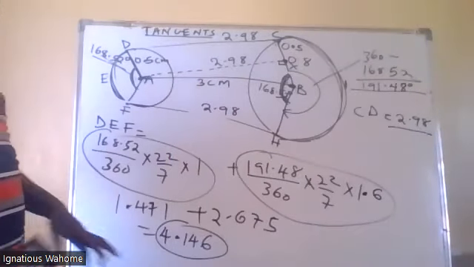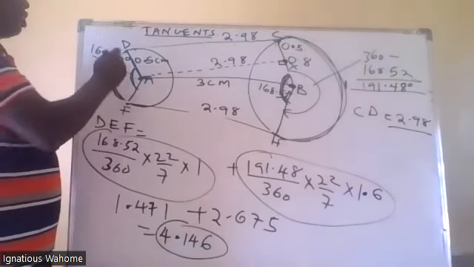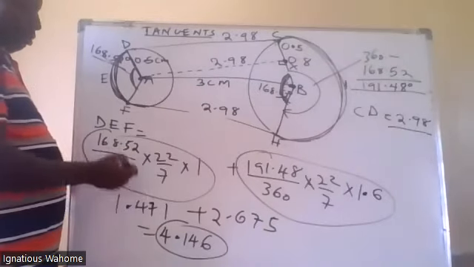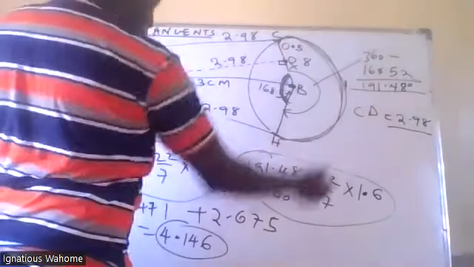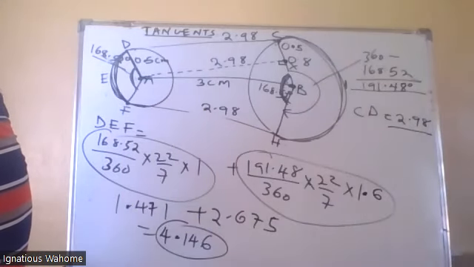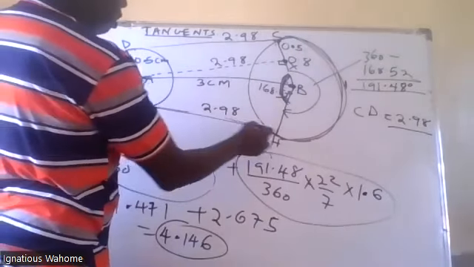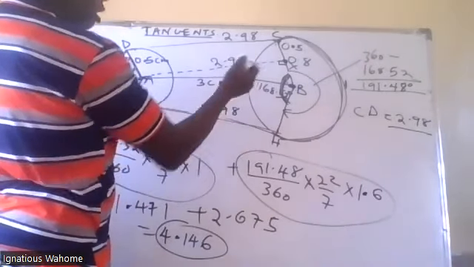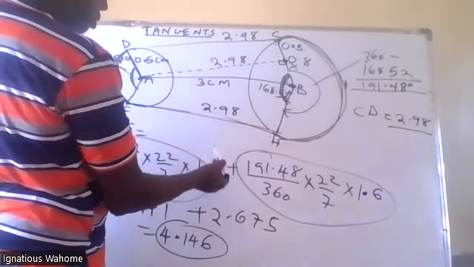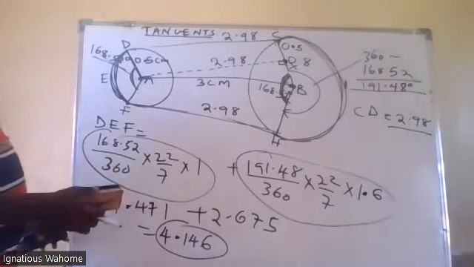So this is just the length of the arc, the one that is rotating. It is the length of the arc, which is equal to 4.146. So what is the total length now of this belt? The distance will be plus 2.98 plus 2.98. So add that one.